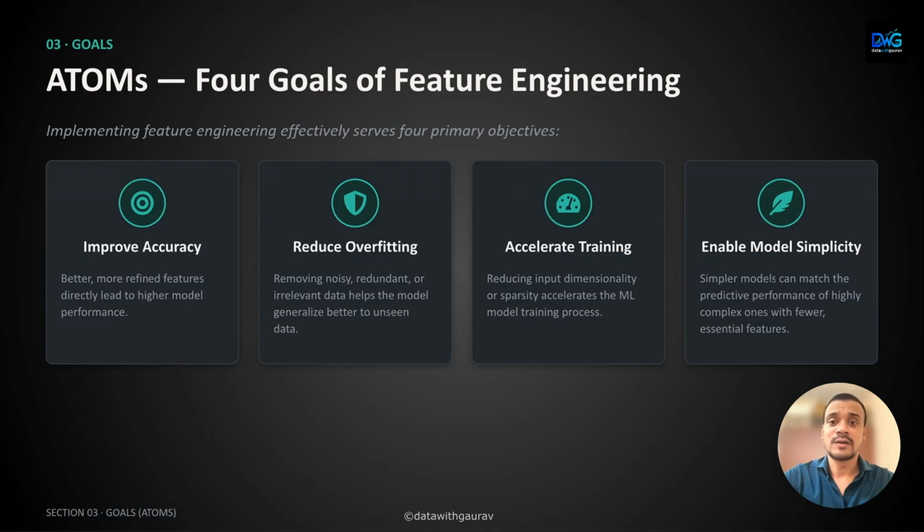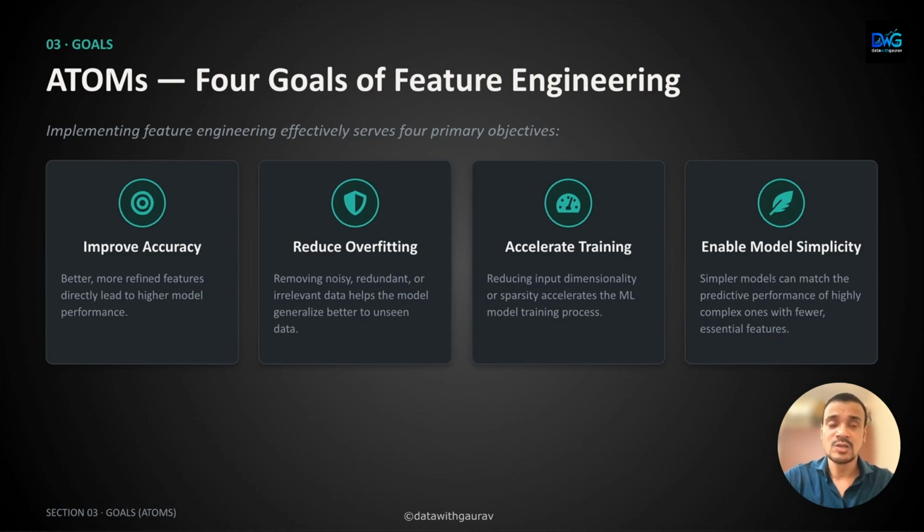And the fourth goal stands for model simplicity. A model does not always need hundreds of features to perform well. In many cases, a carefully selected set of meaningful features allows a much simpler model to achieve performance comparable to much more complex ones. Simpler models are always easier to understand, easier to explain, and often easier to maintain in production as well.